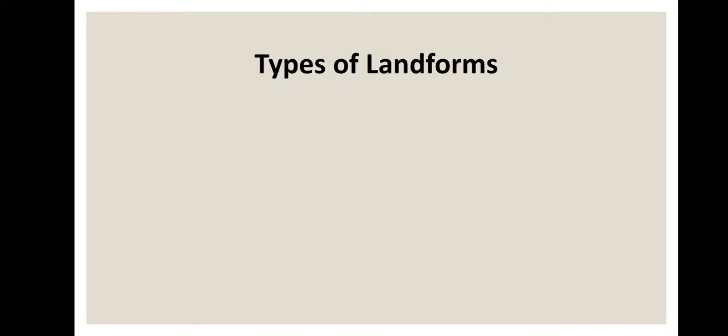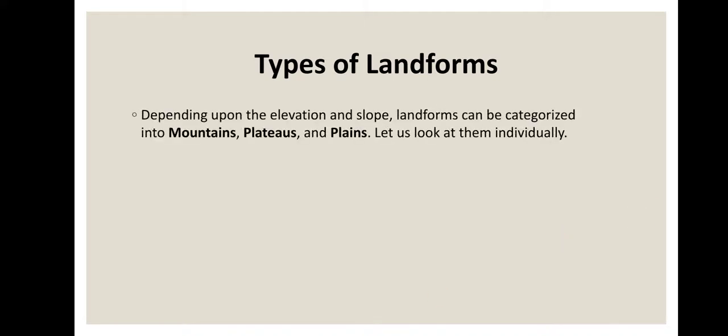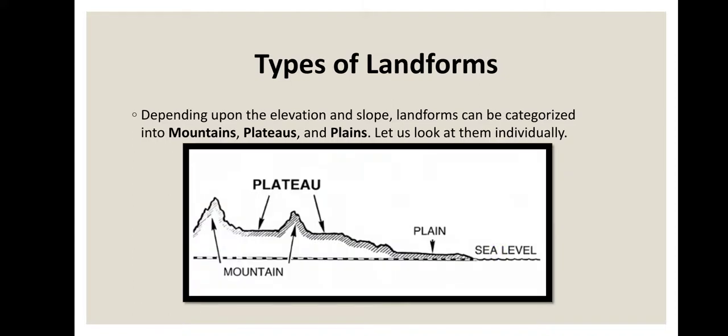Types of landforms. Depending upon the elevation and slope, landforms can be categorized into mountains, plateaus, and plains. Let us look at them individually. Here you can see the landforms according to the layers or elevation. First mountains, then plateaus, hills, plains, and at last the sea level.